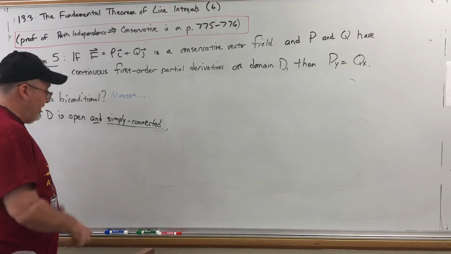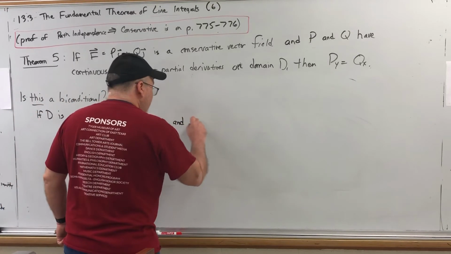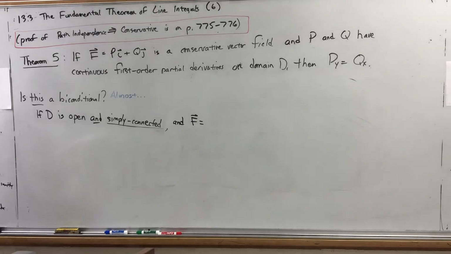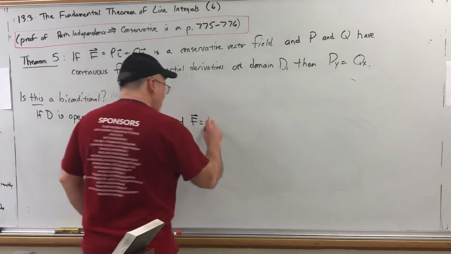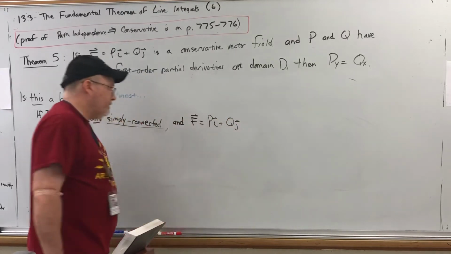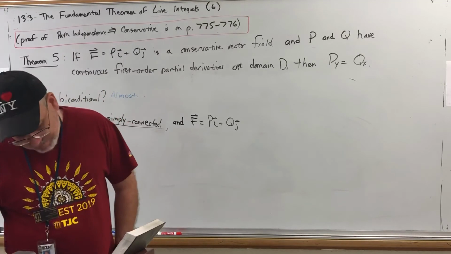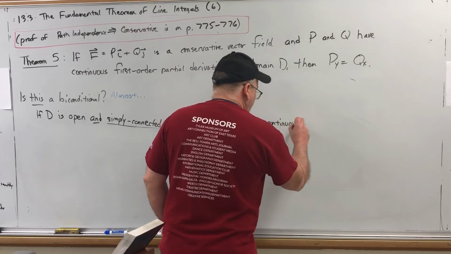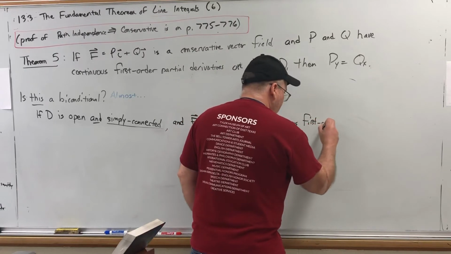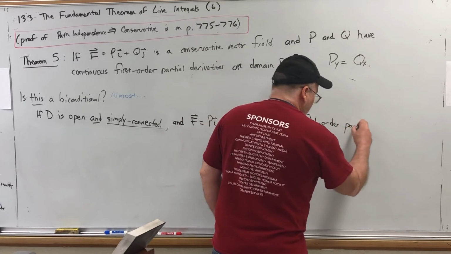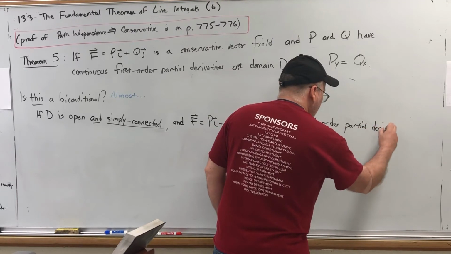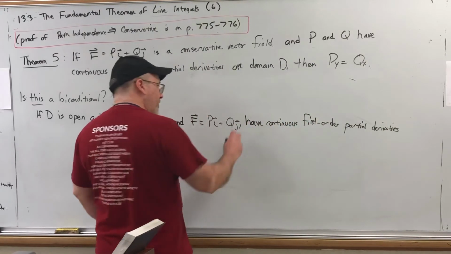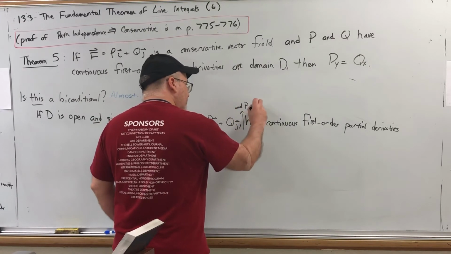If D is open and simply connected, and vector function f equals Pi plus Qj, so P and Q are the component functions of i and j respectively, have continuous first order, just meaning first derivatives, partial derivatives, and my apologies, I left off an important thing in here, and P and Q, so we're talking about the component functions.